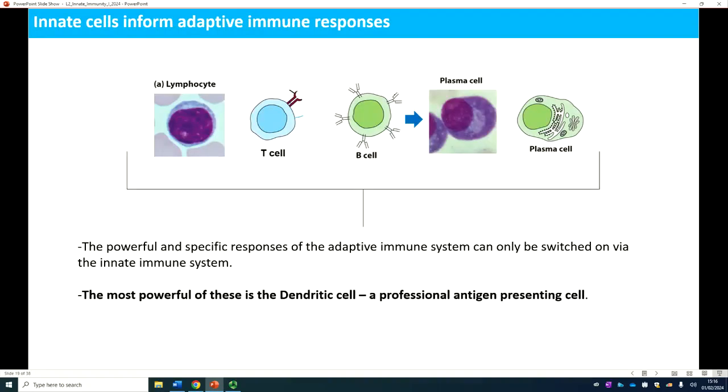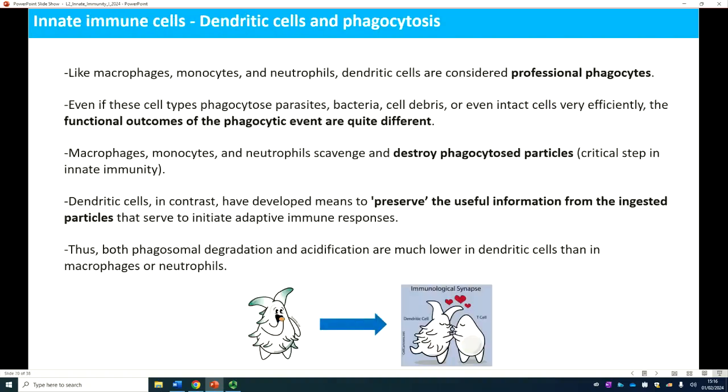So in terms of the adaptive immune response, this is a slide that we looked at in the last lecture. We've got adaptive immune cells: our T cells, our B cells, and our plasma cells. And if you remember, we were saying that the adaptive immune response can only be switched on through the actions of the innate immune system. So the innate immune system is bringing in the big guns of the adaptive immune system. And we mentioned that the most powerful cell that communicates between the innate and the adaptive immune response is the dendritic cell. And this, again, is a professional antigen-presenting cell.